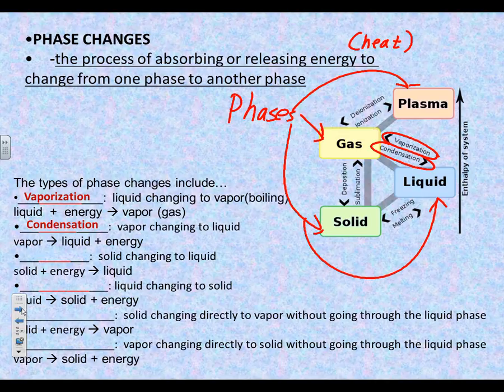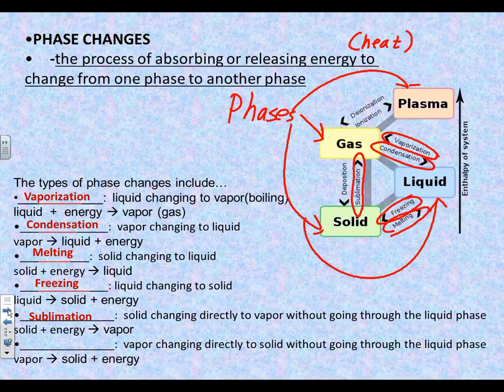If we're going from a liquid to a solid, that's the easy one, that's freezing. Solid to a liquid is melting. Sorry, I mixed those up. Then you got a solid going directly to a vapor. These are the two that people tend to confuse. A solid going to a vapor is sublimation. And then from a vapor back to a solid, that's deposition right there. So those are your major phase changes.